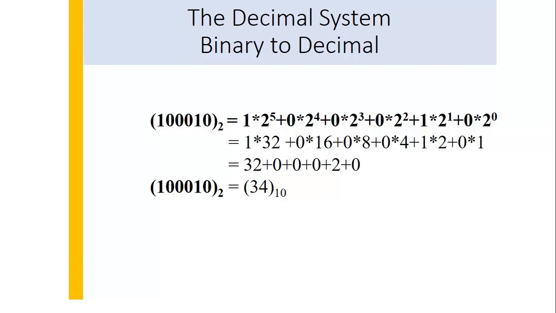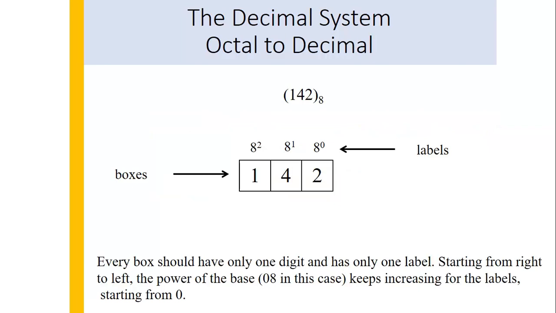Great. Let's move ahead. Now we are trying to convert an octal number into a decimal number. For example, we take 142 as an octal number. The protocol to convert is the same. Again we place each digit of this octal number, one in each box, and then starting from right to left, we give the power of the base, that is 8 because this is octal, keep increasing for the labels starting from 0. So 8 to the power 0, then 8 to the power 1, 8 to the power 2.